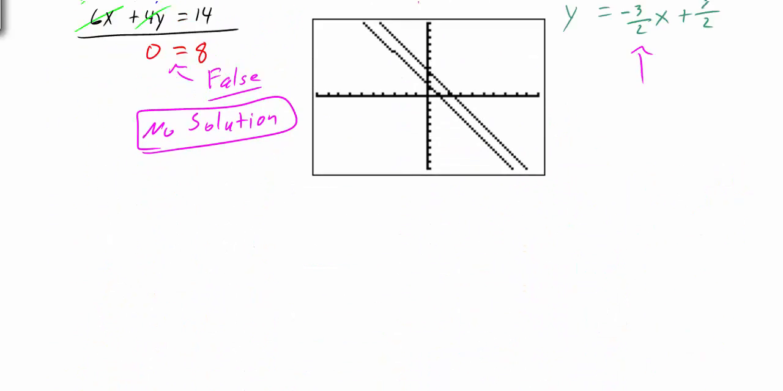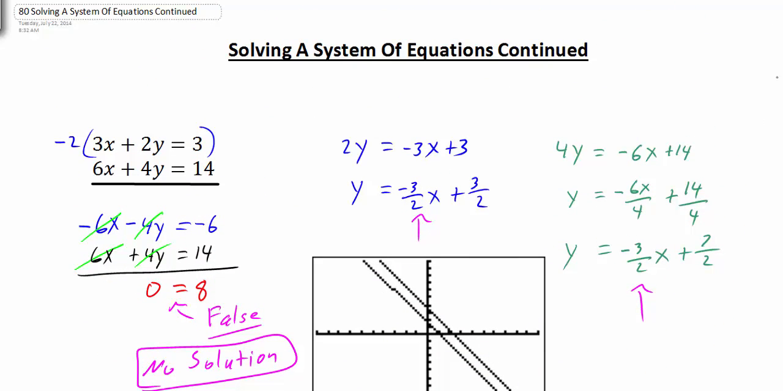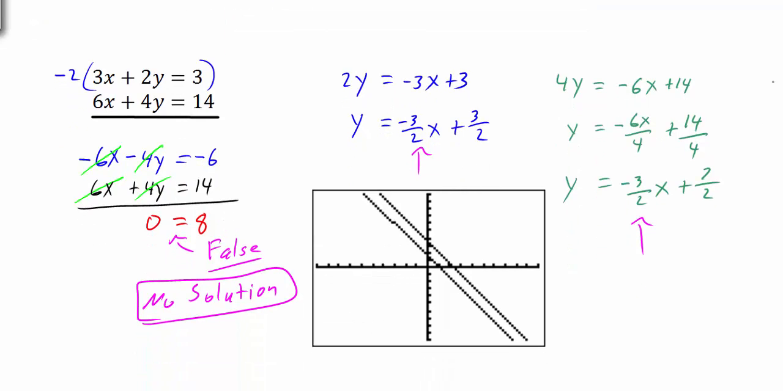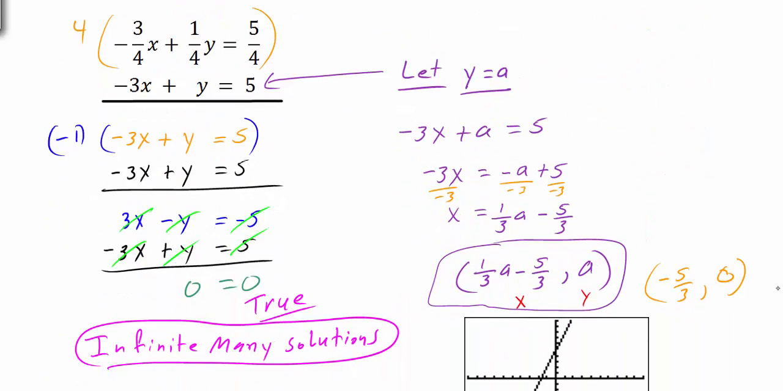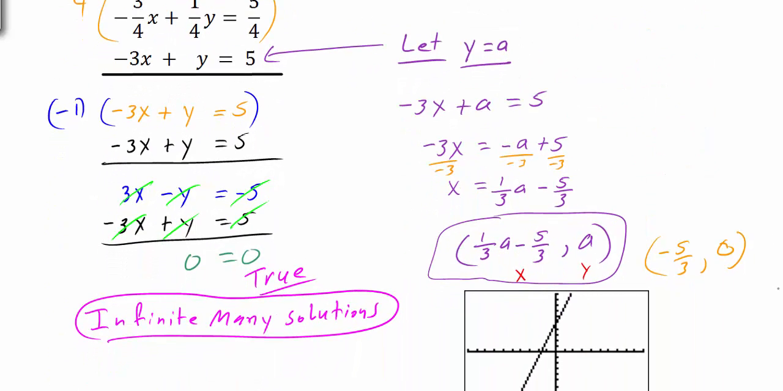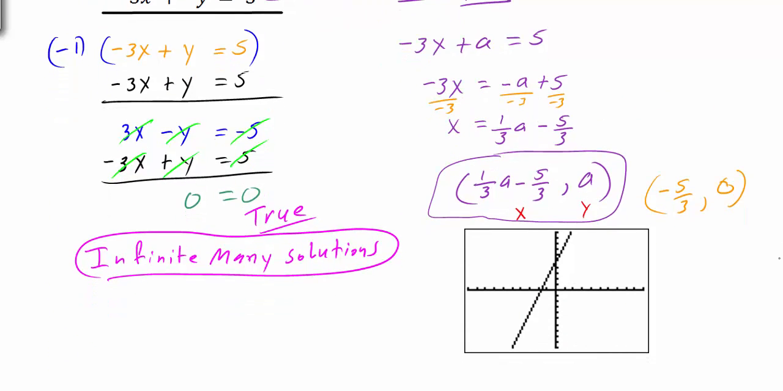So here we have two examples: in one, the system of equations has no solution because the lines never intersect, and the other possibility is that you have many solutions because you have exactly the same line.